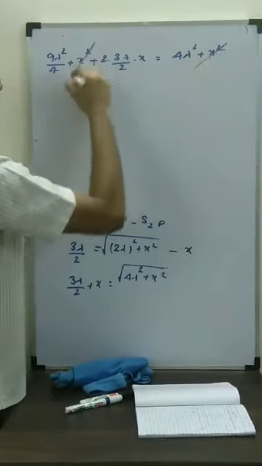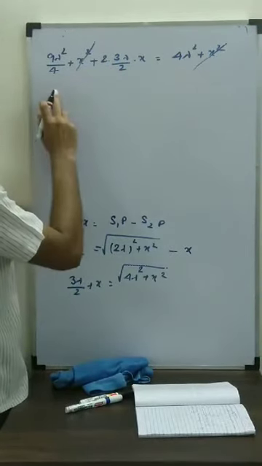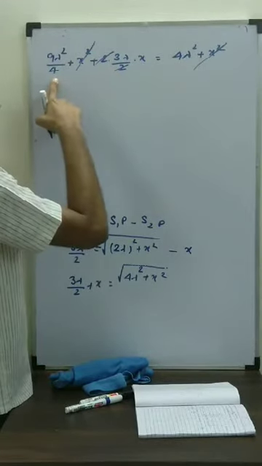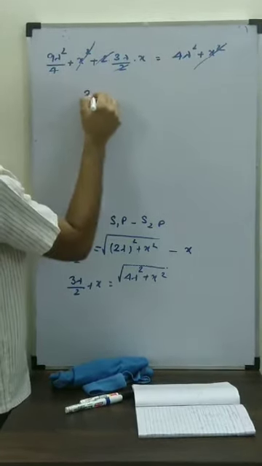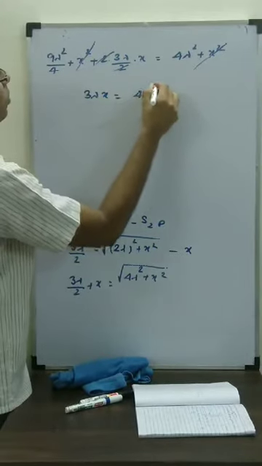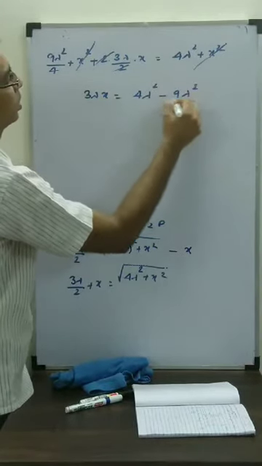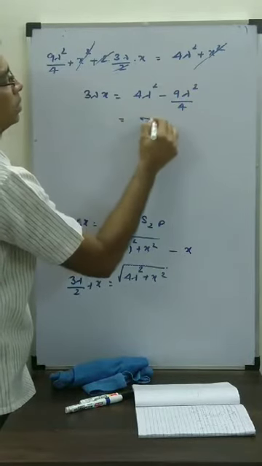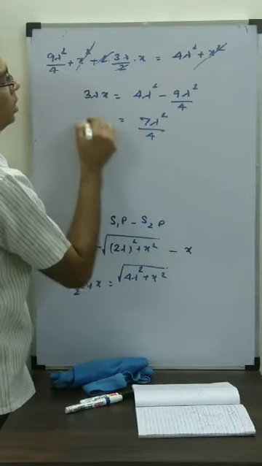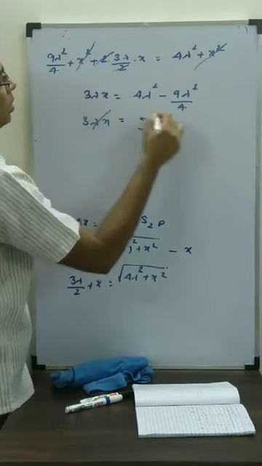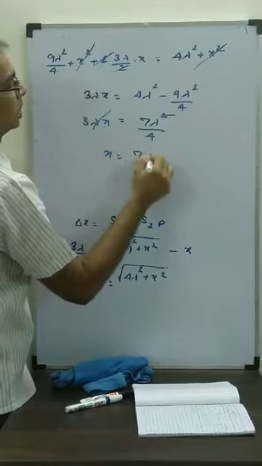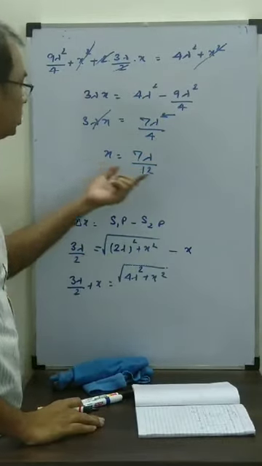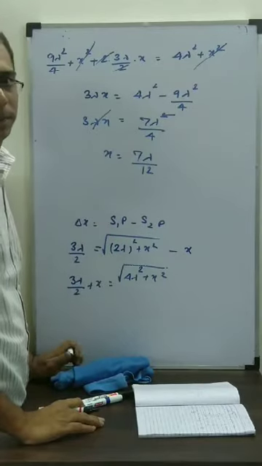Now this x square and this x square get cancelled. So 3 lambda x equals 4 lambda square minus 9 lambda square by 4. This is 16 lambda square minus 9 lambda square, that means 7 lambda square by 4 equals 3 lambda x. Lambda is gone. The x value is 7 lambda by 12. Okay, so at this position you are going to get the second minima.